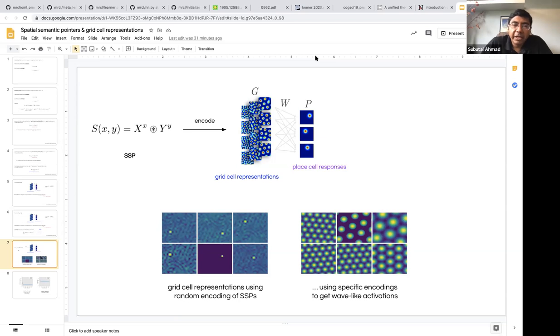I think the tie-in is very intriguing because Hebbian learning will do principal components extraction. Yeah. So there seems to be all these elements that somehow point to grid cells being a natural representation in this scenario.